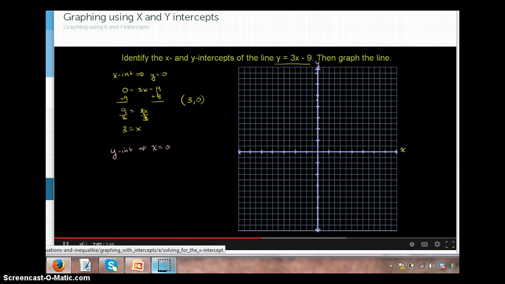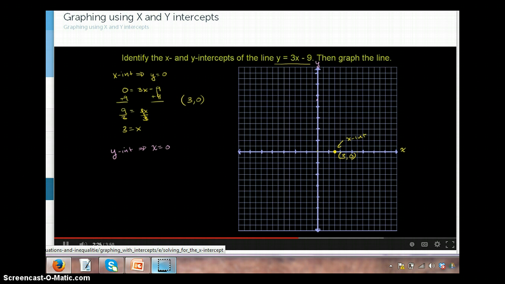So this is the origin. 1, 2, 3 is right over here. That is (3, 0). This right here is the x-intercept. Notice that point lies on the x-axis, but the y value is 0. We haven't moved up or down. When you think x-intercept, you say, okay, that means my y value is 0, so I have to solve for the x value.